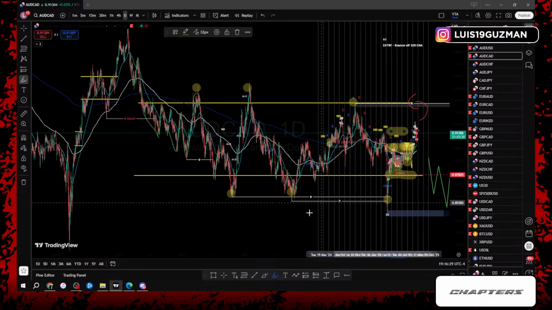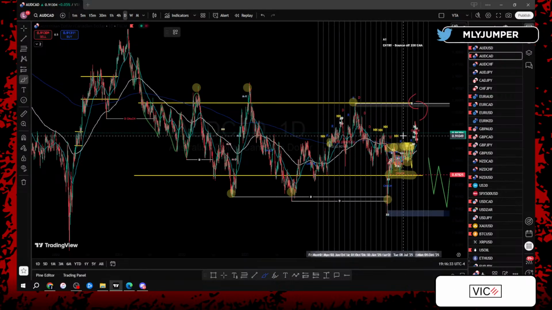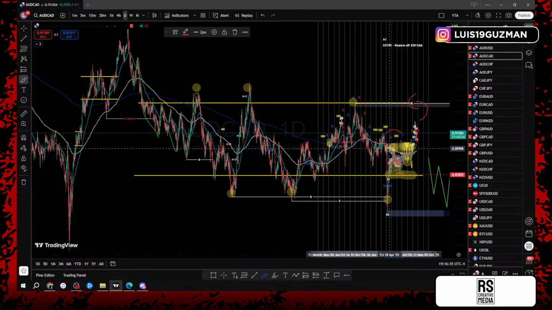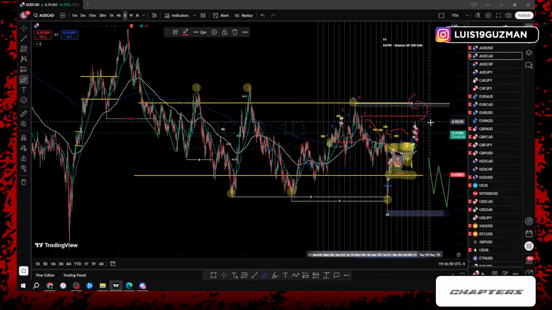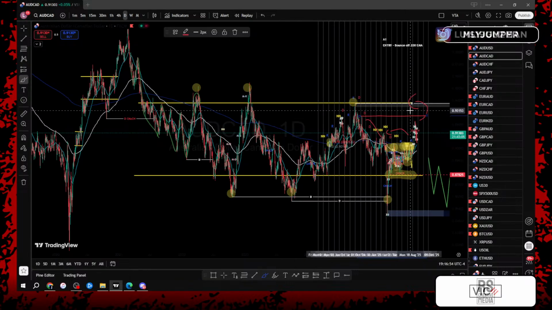the left-hand side structure. Wrong tool, sorry. Price breaks these highs here, then we know we have clean traffic for price to push back up to these highs here. We break these highs here, horrible line. If we break these highs here, we know that we have clean traffic back to the topside.